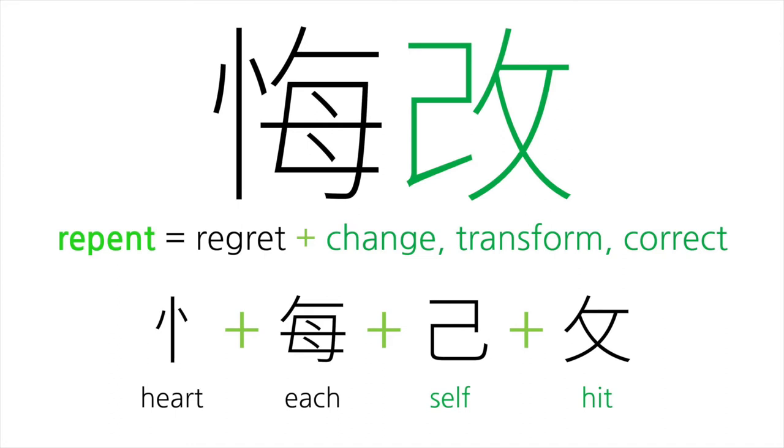All right. So in this case, we have the word regret and transform coming together to form the word repent. And whether you're a believer or whether you're not a believer, does this make sense to you? I'm going to give you a little while to think about it. Repent means regret and change and transformation and correct, as in a verb, like to correct some type of behavior. Okay, yes, I think we would say that this does make sense.